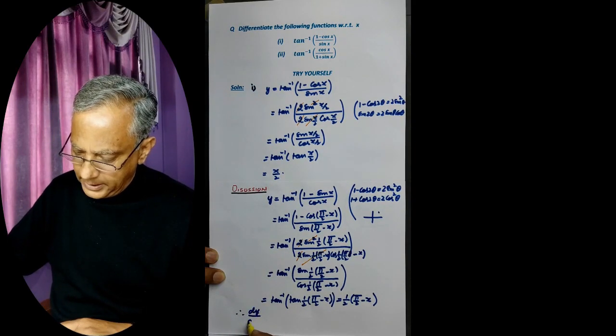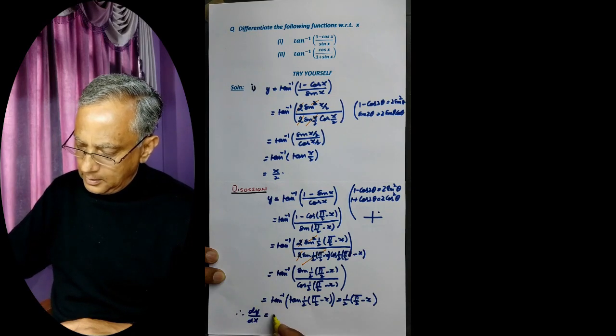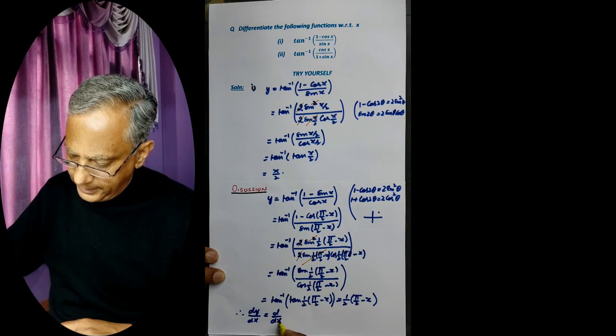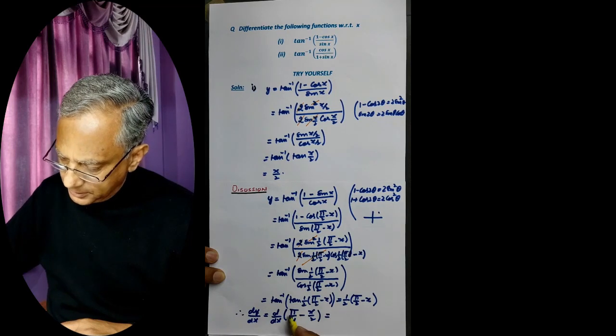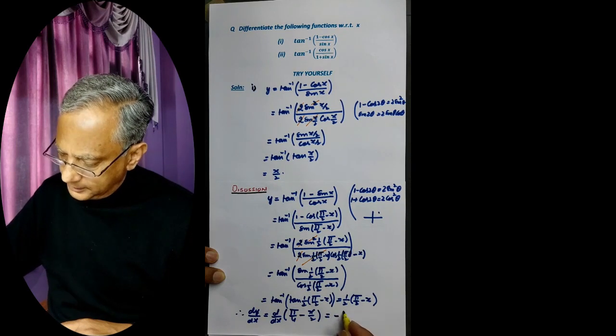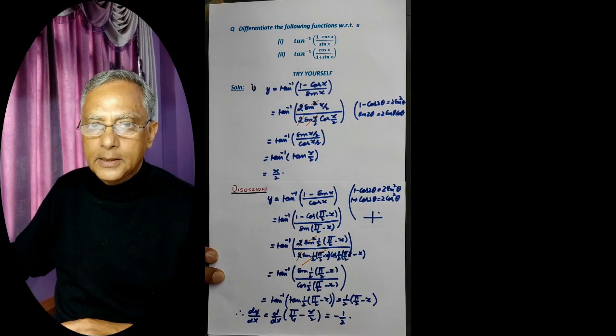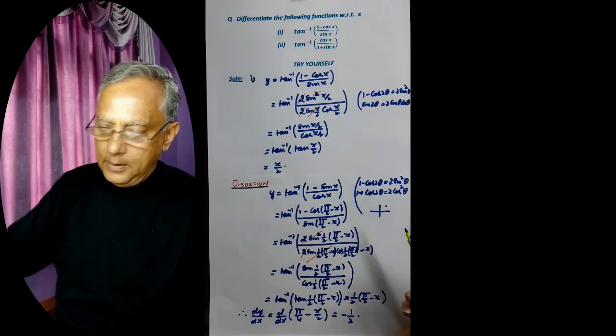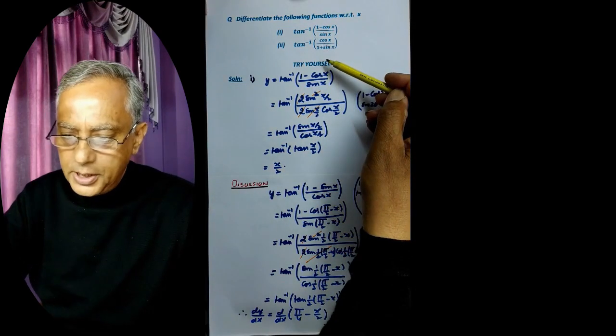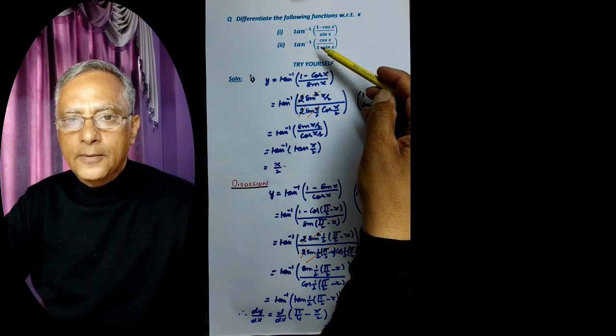dy by dx is equal to d by dx of pi by 4 minus x by 2. This is equal to 0 and this is minus, so minus half is the answer. And this question you can try yourself.